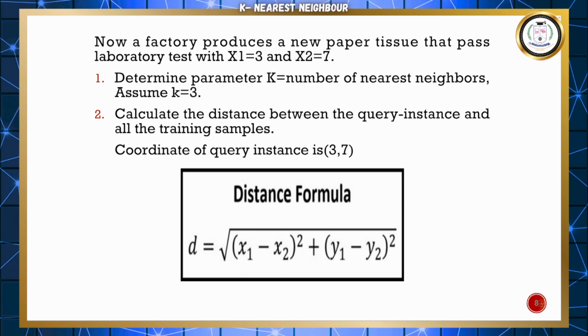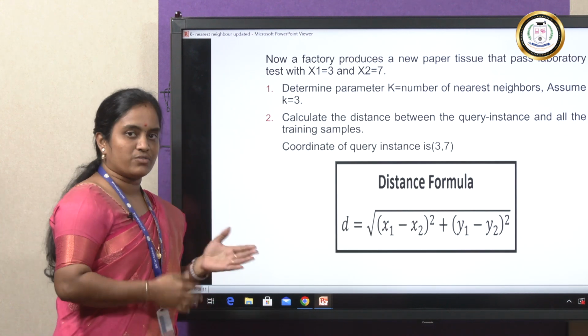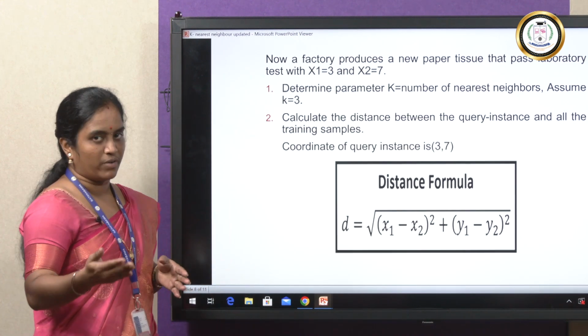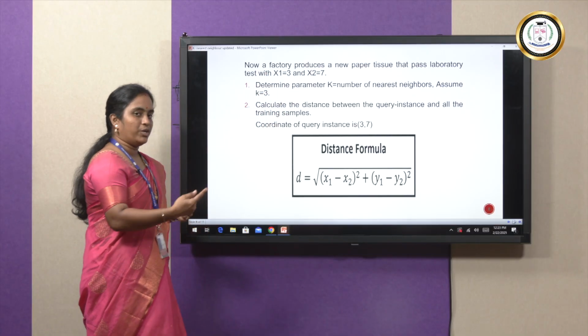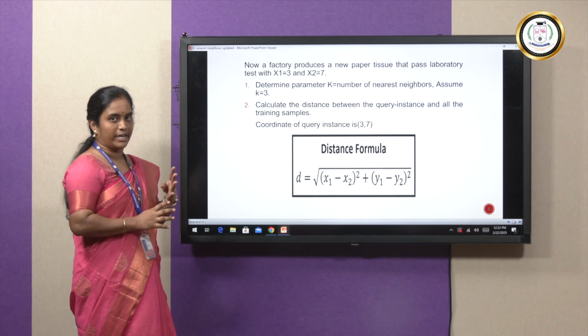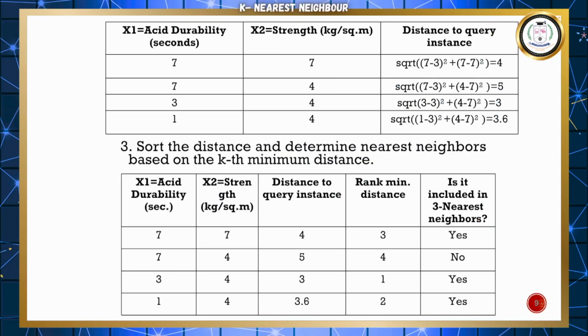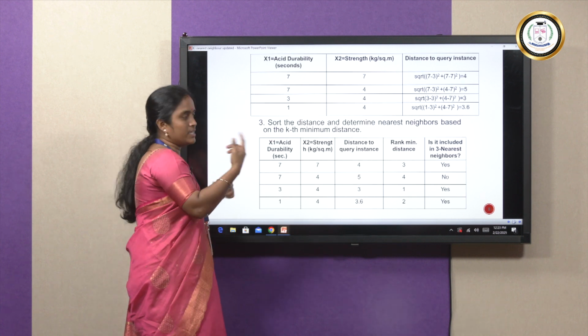So what is the distance formula? We know it is the Euclidean distance formula: square root of x1 minus x2 the whole square plus y1 minus y2 the whole square. Here x1, y1 would be 3 comma 7, and x2, y2 would be the remaining data points present in our data set, which has 4 data records. These are the data records that are already given. We will have to find the distance between the given point, 3 comma 7, and each and every point: this is one point, this is the second, third and fourth point separately.